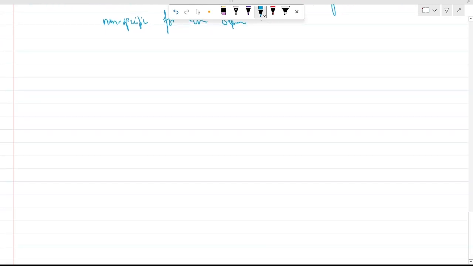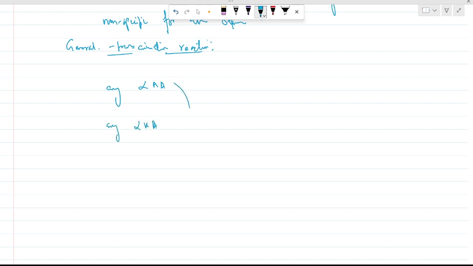So we can say the general transamination reaction. What can we say finally? That any alpha amino acid and any alpha keto acid transferring the amino group will always lead to the formation of alpha ketoglutarate and glutamate. This is the gist of our transamination reaction.